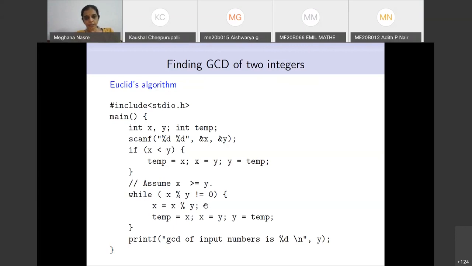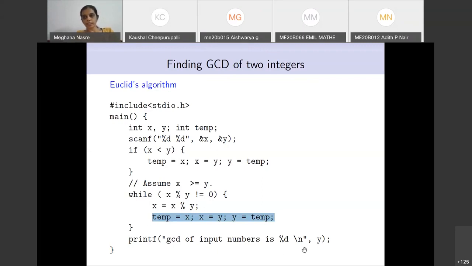We set X to be equal to X mod Y, and as we agreed, that will set X to be something which is strictly less than Y. Therefore, we are going to exchange the values of X and Y, which is the same code which has been repeated here. And at the end of this, you know that Y contains the GCD, because you have exited the while loop because X mod Y is equal to 0. And therefore, you know that the GCD is contained in Y, so you just output Y.